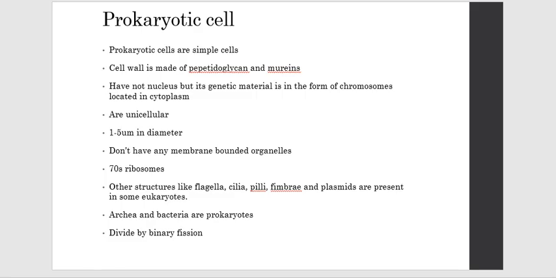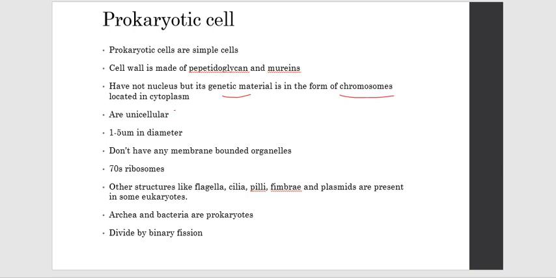Prokaryotic cells. Let's discuss some basic points regarding prokaryotic cells. Prokaryotic cells are simpler cells. They are the most primitive cells ever present on the earth. Their cell wall is made of peptidoglycan and murein. They have no nucleus, but their genetic material is in the form of chromosomes located in the cytoplasm. It is thus in the form of a bunch of chromosomes present in the cytoplasm.